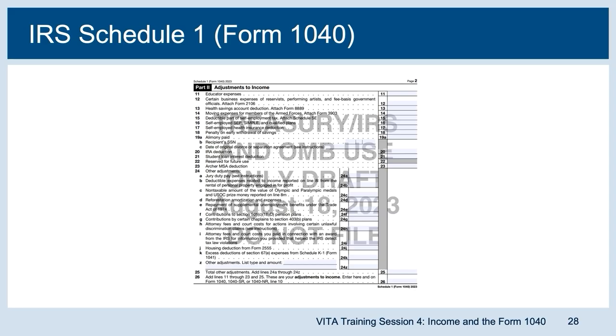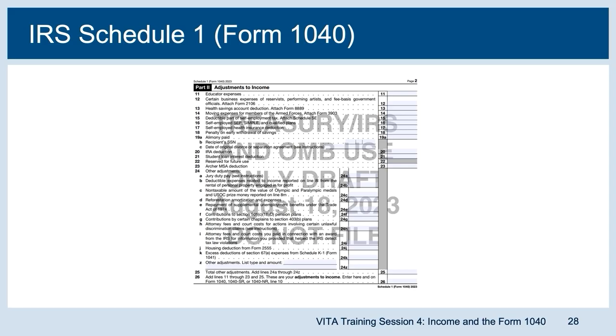Line 11, educator expenses. Eligible educators for grades K through 12 are allowed to deduct up to $300 of classroom expenses such as paper, pencils, markers. If both the taxpayer and their spouse are teachers and file a joint return, they both are allowed the $300 deduction for a total of up to $600. Line 12 requires additional certification, which we do not cover in these training sessions.